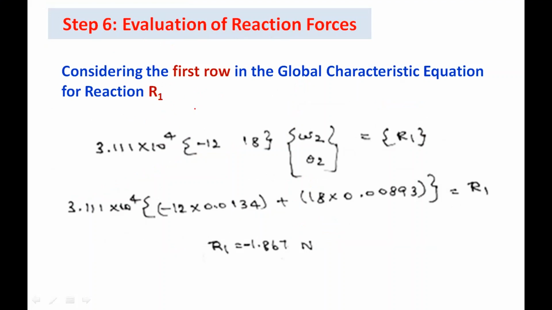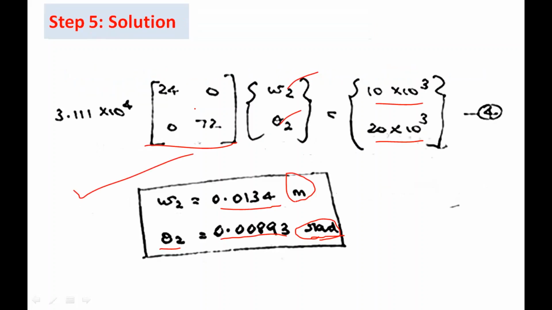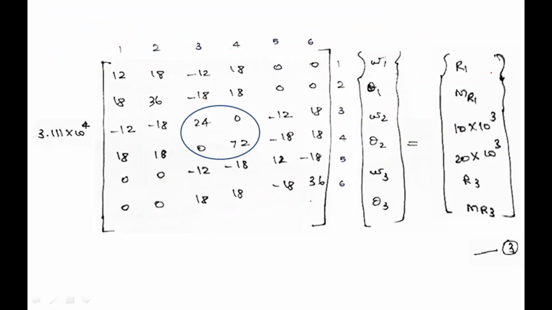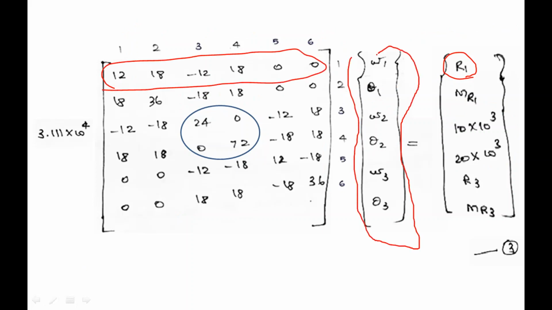For finding the reaction force, we have to use the global characteristic equation only. In the global characteristic equation, R1 is the reaction force. To find R1, we have to take this first row and multiply with this degree of freedom, you will get the R1.